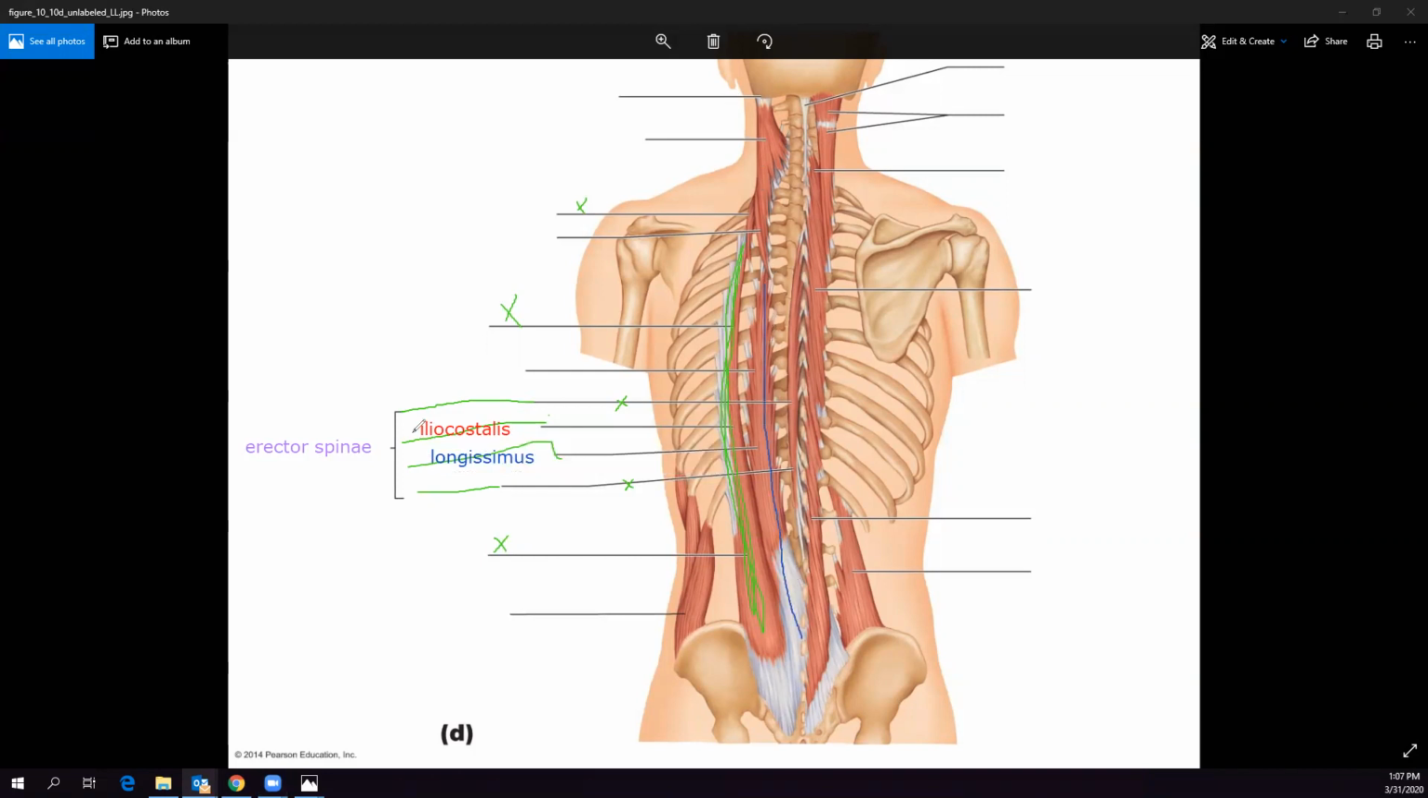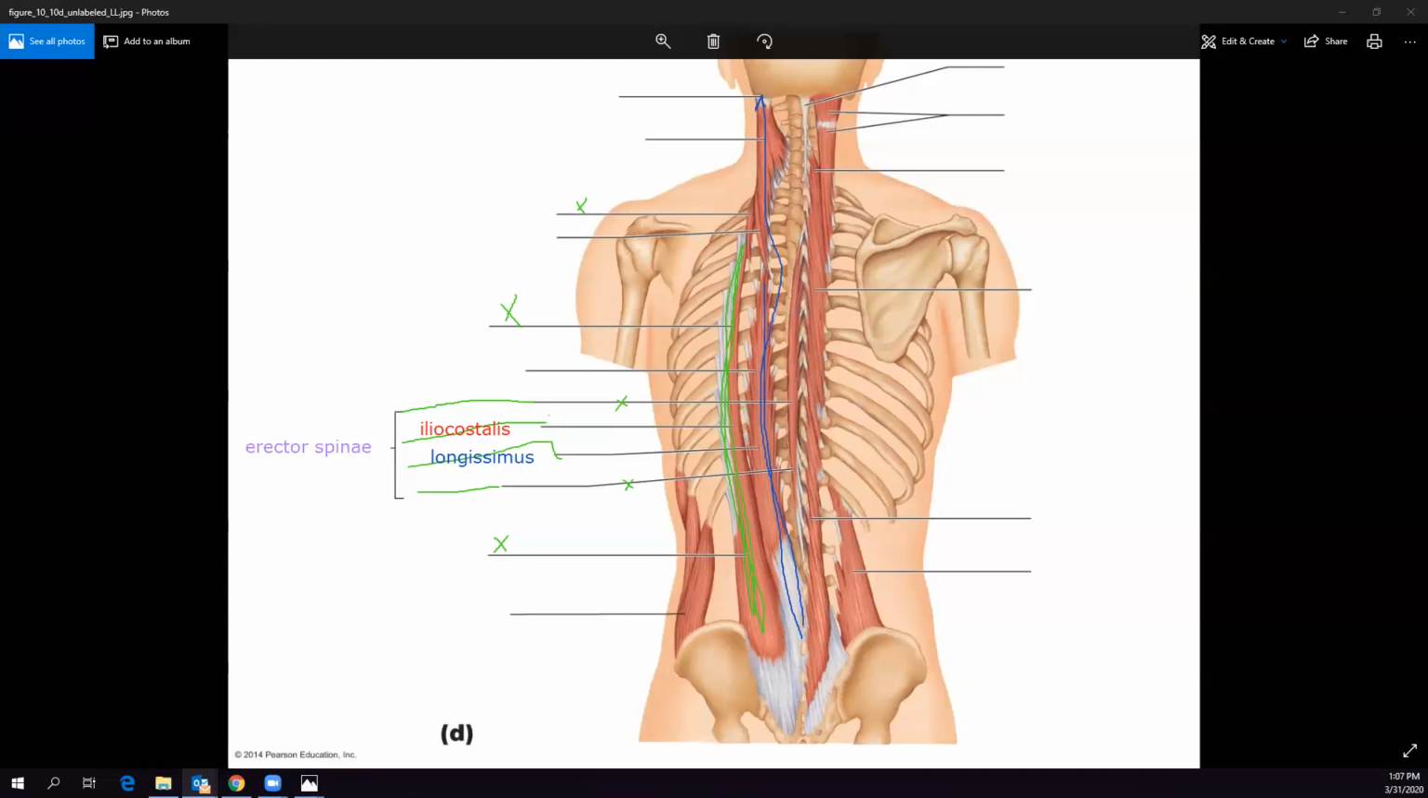Now, iliocostalis goes from the ilium down here up to the ribs, where we have our costal. Remember, costal means rib. So iliocostalis is from the ilium to the ribs. Longissimus is the longest muscle in your back because it goes all the way up to your head, behind your mastoid process. So from down here in the sacrum, all the way up here to your head. Okay, so that's the longissimus.